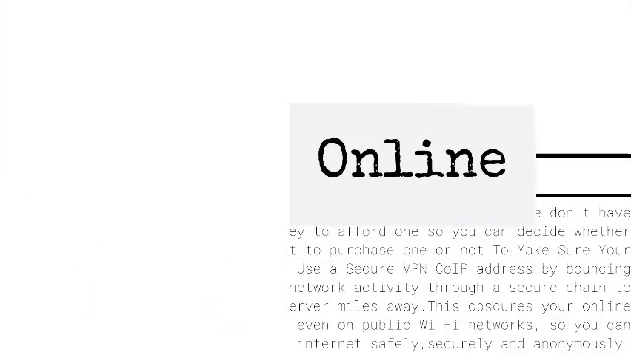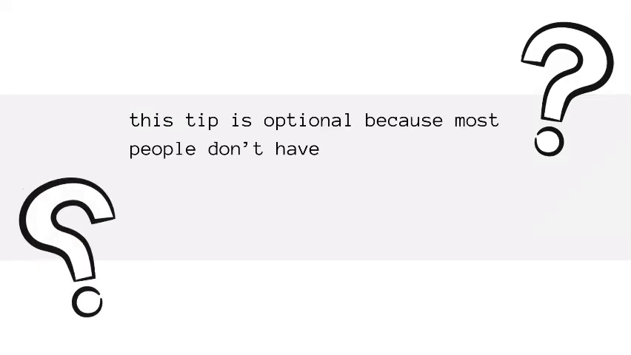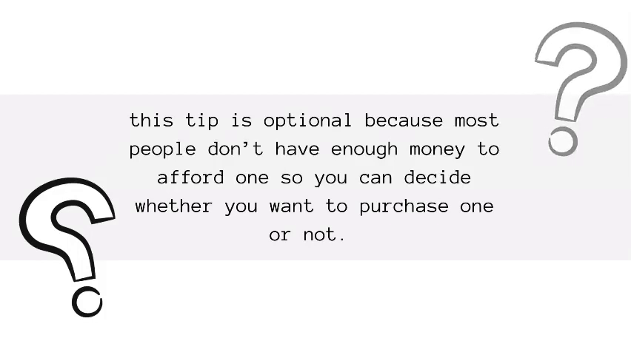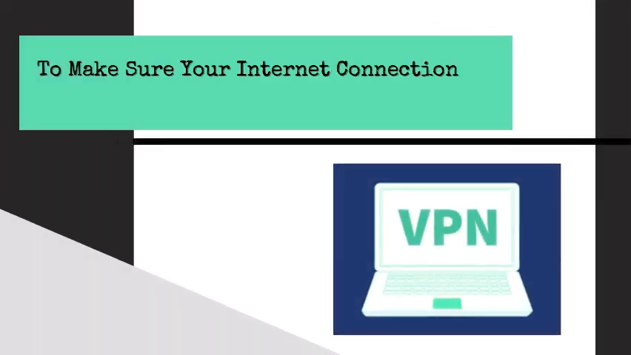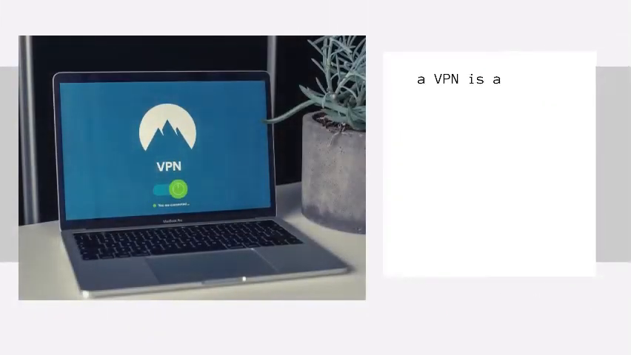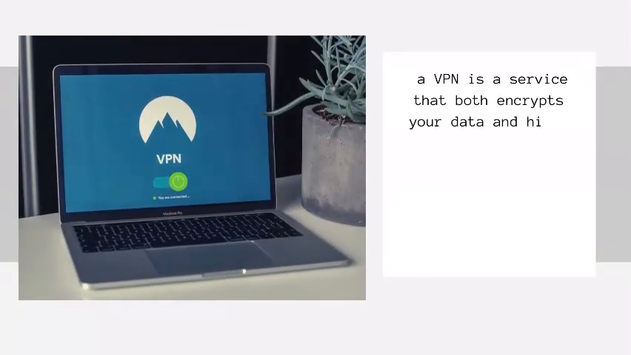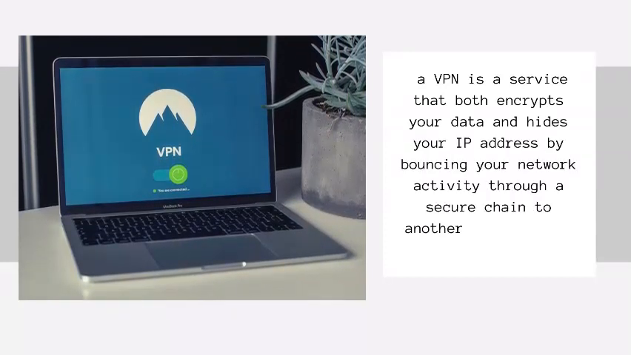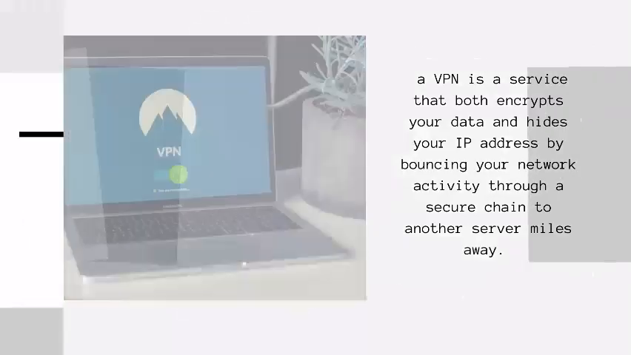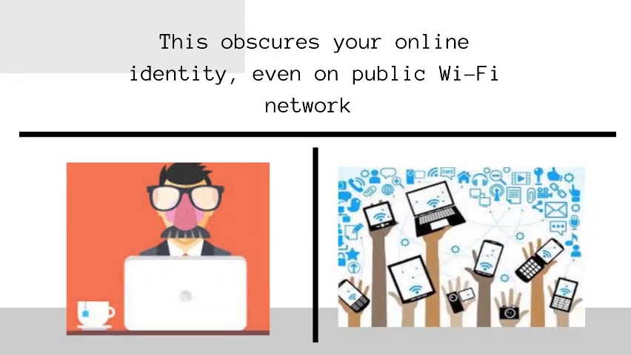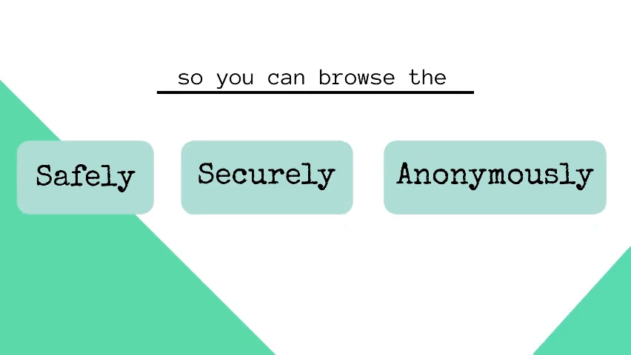Safety online. This tip is optional because most people don't have enough money to afford one, so you can decide whether you want to purchase one or not. To make sure your internet connection is secure, use a secure VPN connection. A VPN is a service that both encrypts your data and hides your IP address by bouncing your network activity through a secure chain to another server miles away. This obscures your online identity even on public Wi-Fi networks. You can browse the internet safely, securely, and anonymously.